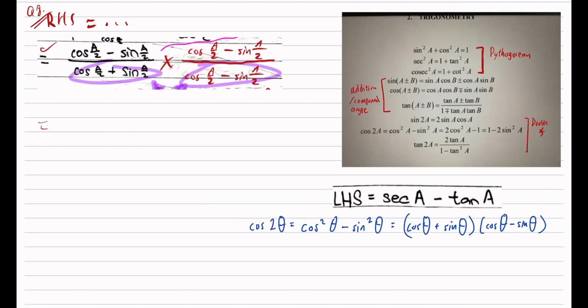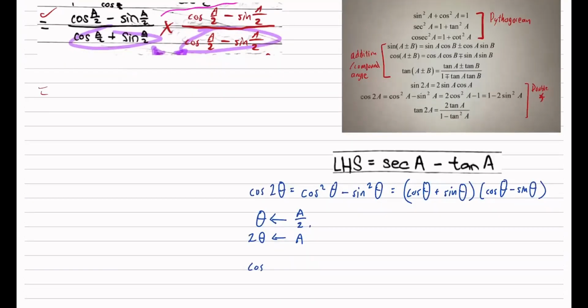Then you can simply replace the theta with a over 2, which means that 2 theta will be replaced with a. This symbol here means replaced with. Theta is the beginning symbol. You're going to replace it with a over 2. Okay. Then after replacing it, what happens?